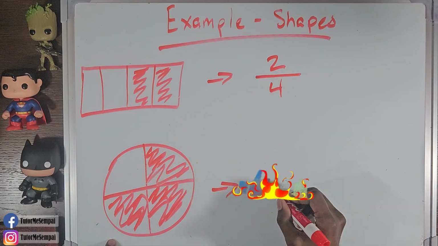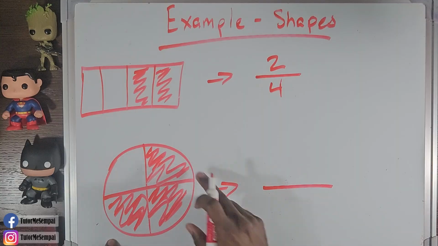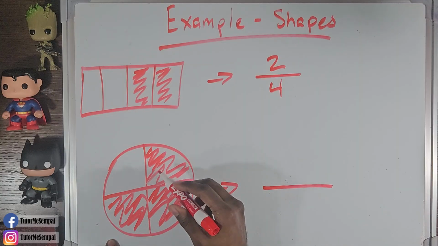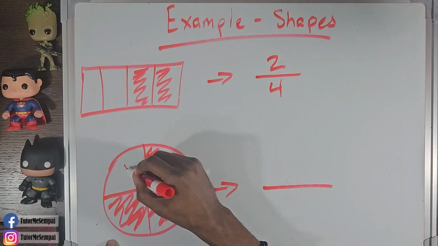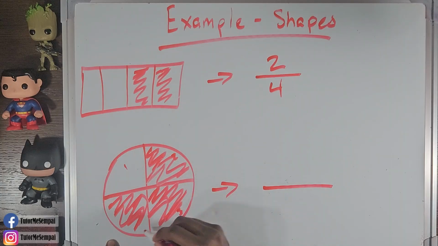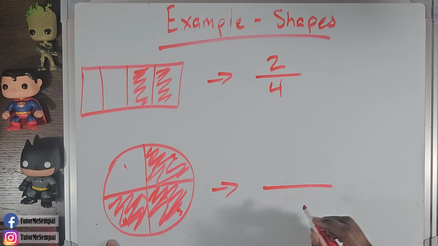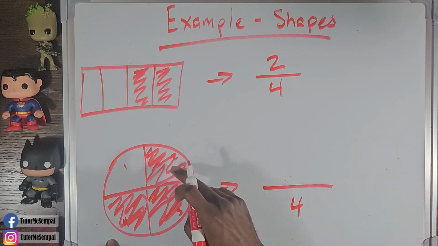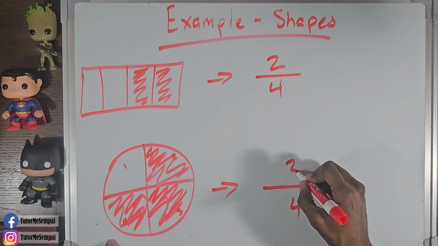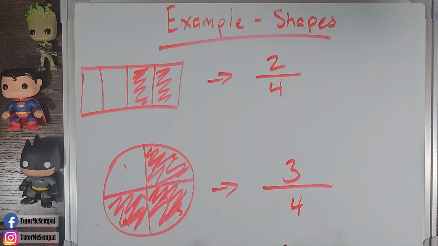How about this one? We have our bar. How many parts do we have? Maybe a little hard to see with the shading, but we have 1, 2, 3, 4 parts. 4 parts. How many are shaded? 1, 2, 3. That's going to be our fraction.